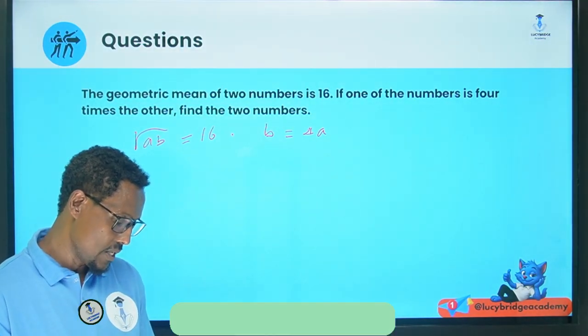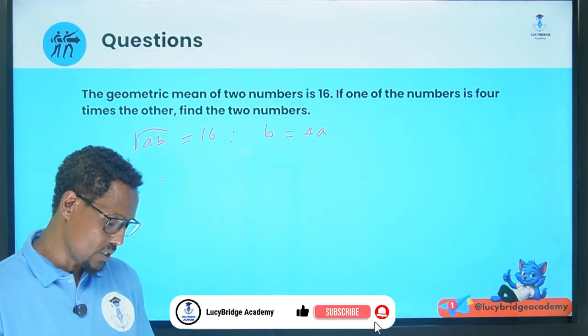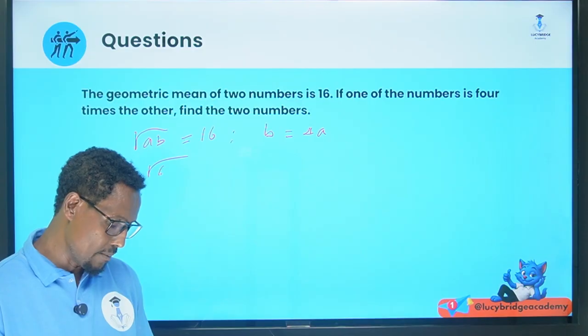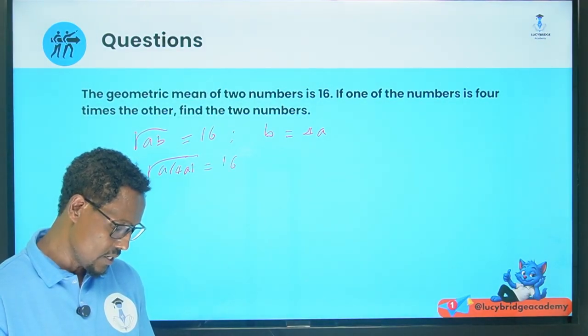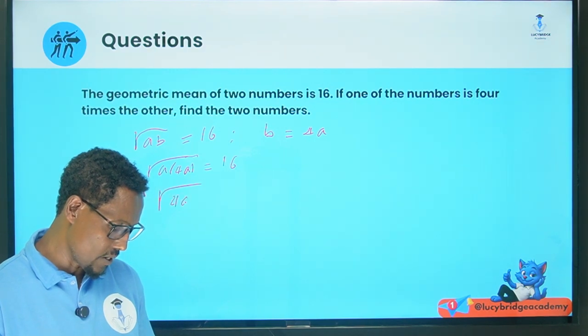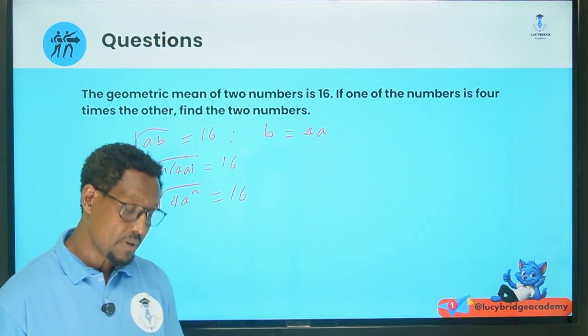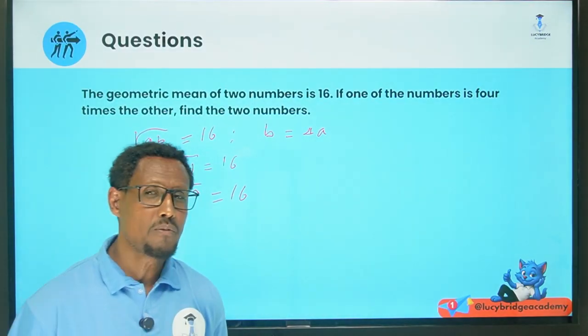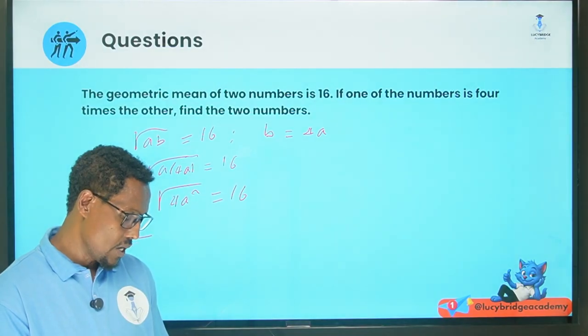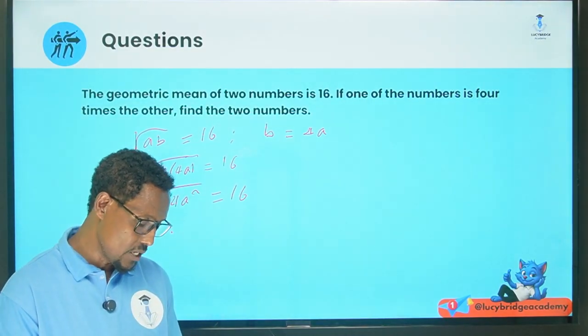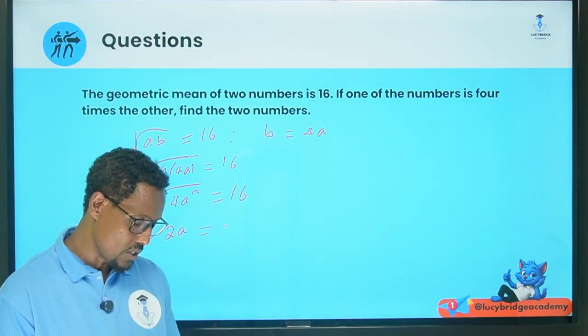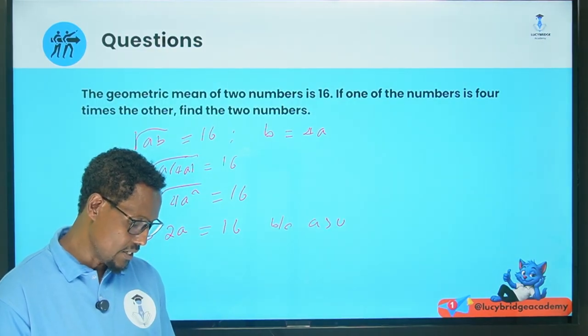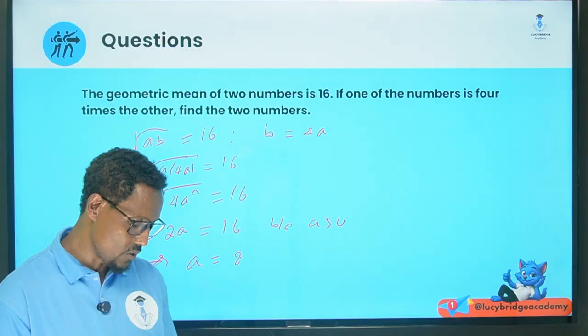Now, the square root of AB is equal to 16, which means the square root of A times B, and B is 4A, so you can substitute 4A for B. It's equal to 16, which implies the square root of 4A squared is equal to 16. But we defined that A and B are positive numbers. Therefore, the square root of 4A squared means 2A, which is equal to 16, because A is greater than 0. Now dividing both sides by 2, A is equal to 8.